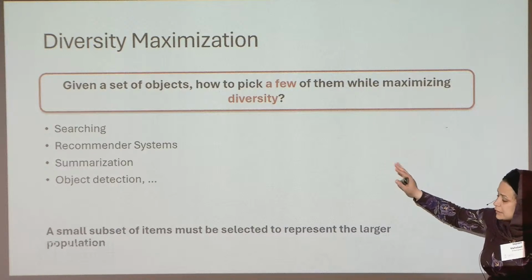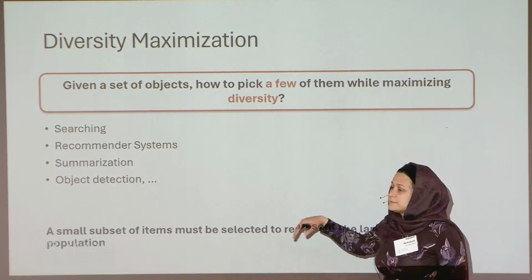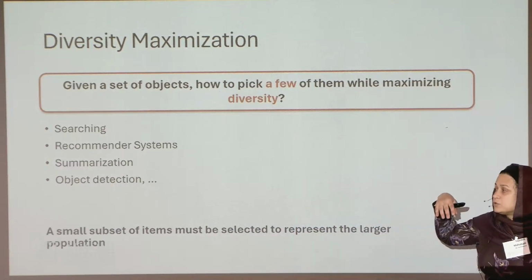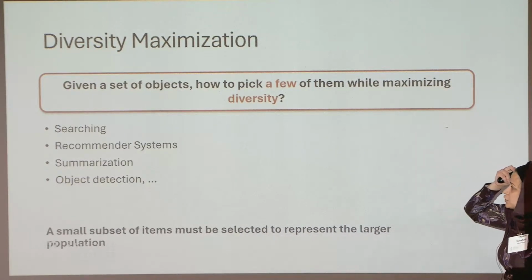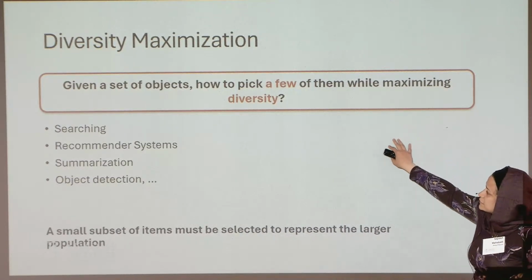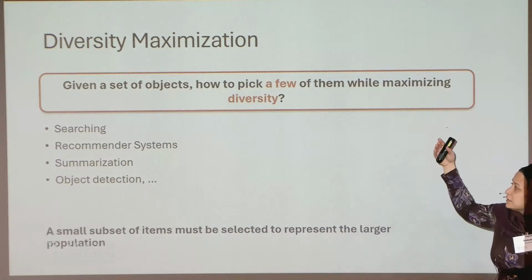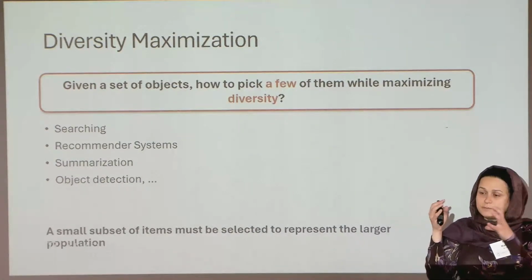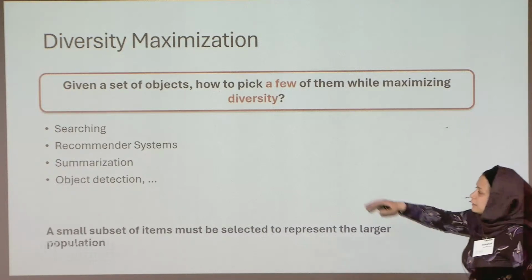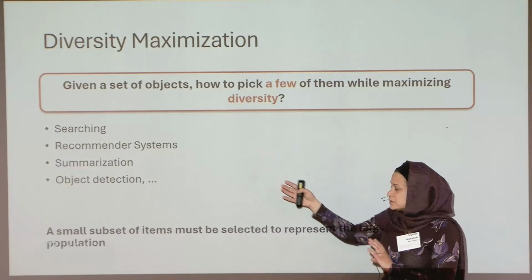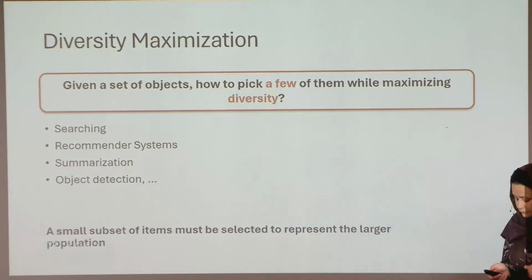Now let me tell you some algorithms in the context of finding composable coresets for the diversity maximization problem. So what is the diversity maximization problem? We are given a set of objects, and the goal is to pick a small subset of size k that has the maximum diversity, that is, preserving the diversity of the original data set. Again, it has application in searching, recommendation systems, summarization, and so on.